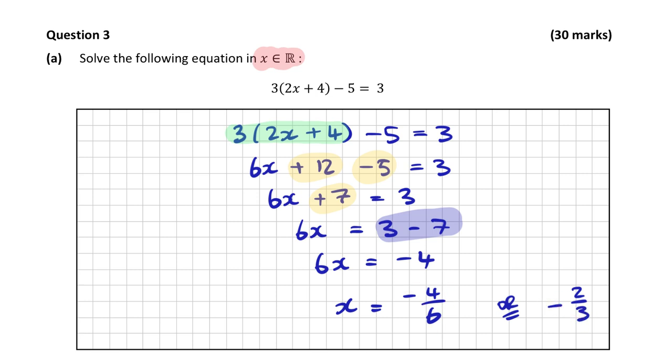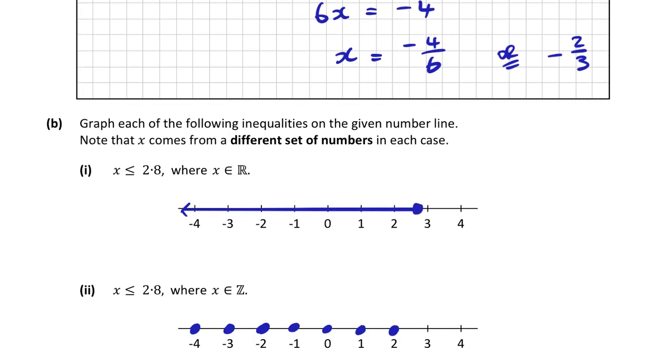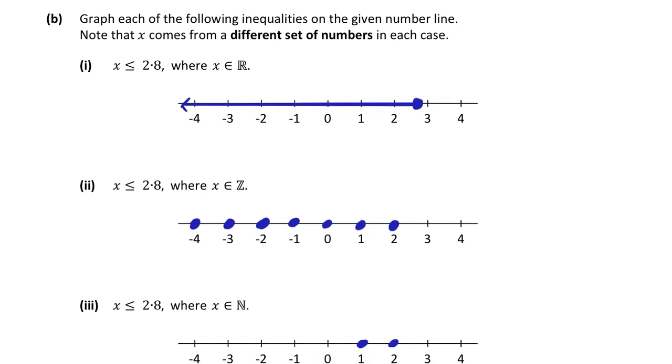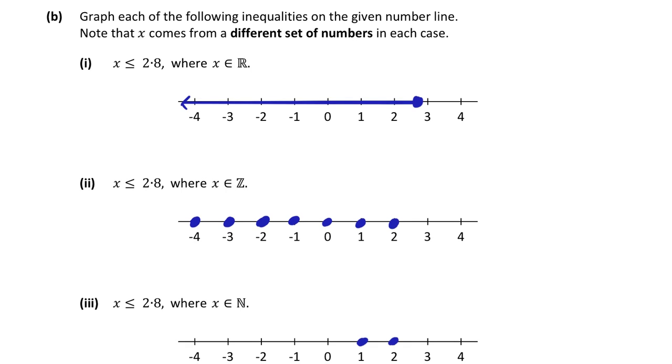So that's part A. Part B. It says graph each of these inequalities on the number line. Note that x comes from a different set of numbers in each case.